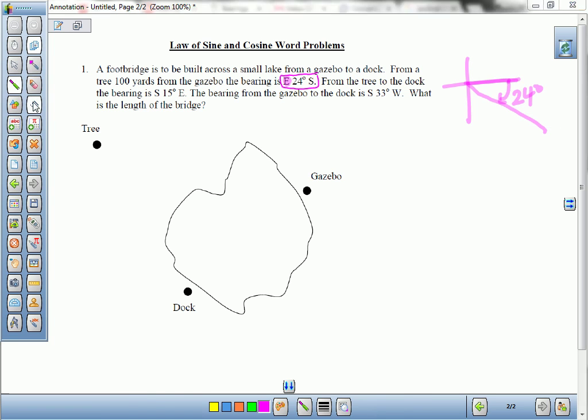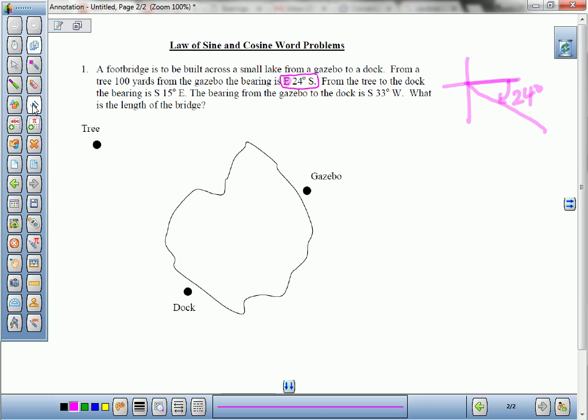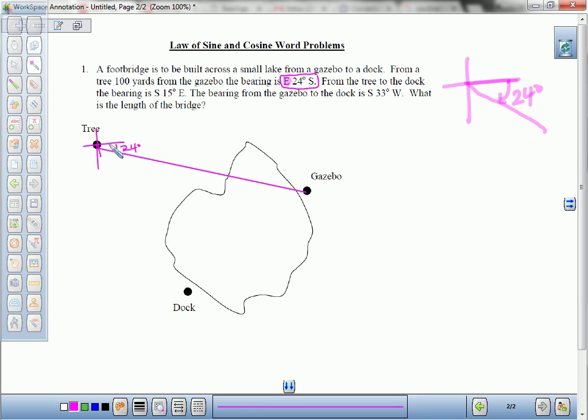Okay, so this is a little new for us. So when we sketch this in here, so the footbridge built across the lake from a gazebo and a dock, from the tree 100 yards from the gazebo, the bearing is 24 degrees south of east. So we're going 24 degrees south of east to take us from the tree to the gazebo. So that would be 24 degrees here, south of east. Now, that would be equivalent to a bearing of 114 degrees. But this is with cardinal orientation.